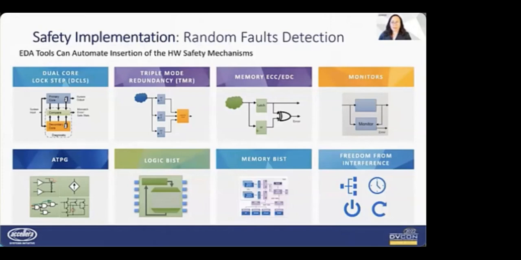Of course, some of the safety mechanisms can be implemented in software. They are referred to as STL, or software test library. They are normally a collection of tests which are run periodically or on demand. Their diagnostic coverage of random faults is part of the overall failure rate reduction metric.